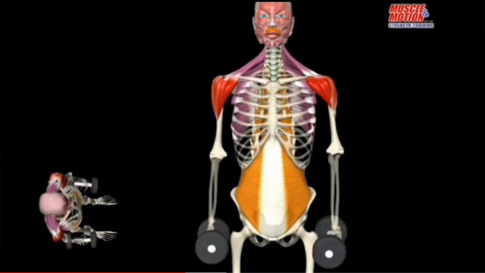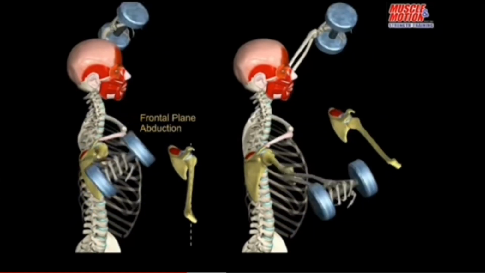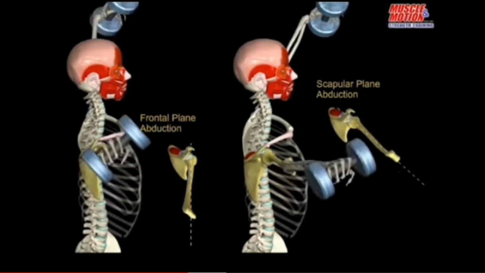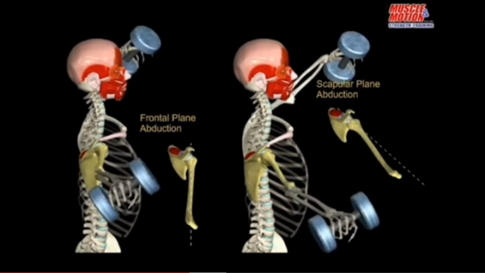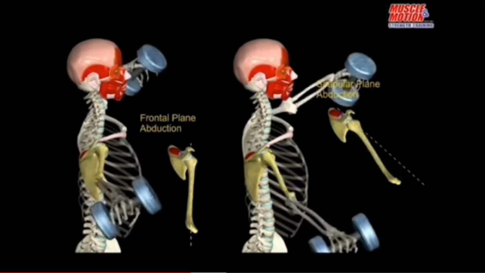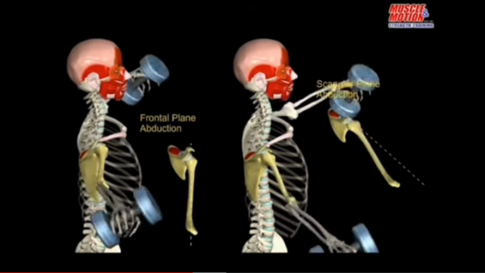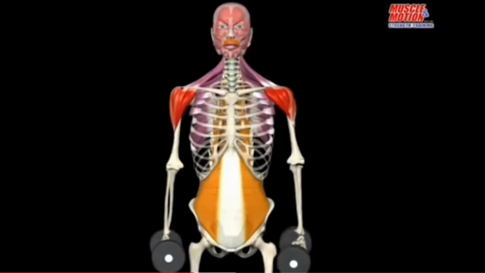When you compare them side by side, you can clearly see the angles involved. The frontal plane abduction and the scapular plane abduction look very different. Shoulder abduction in the frontal plane is not a natural movement. Abducting the shoulder in the scapular plane, about 30 degrees anterior to the frontal plane, is a much more natural movement which does not cause any shoulder impingement. In this scapular plane, impingement will always be avoided.